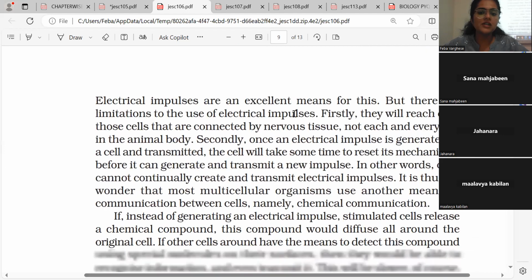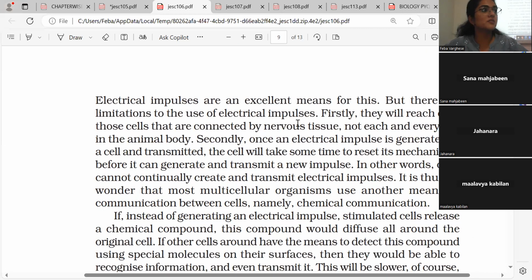Okay, so electrical impulses help us to respond to a particular stimulus so quickly, but still we have another system, right? We have an endocrine system. What are the reasons for having such an additional system in our body? Why do we have the endocrine system? Because electrical impulses or the nerves are not connected to each and every cell in the body, and also electrical impulses once generated in a neuron will require some time to reset its mechanism before it can generate and transmit new impulses. These are the two reasons. Study the first and second reasons properly, okay?